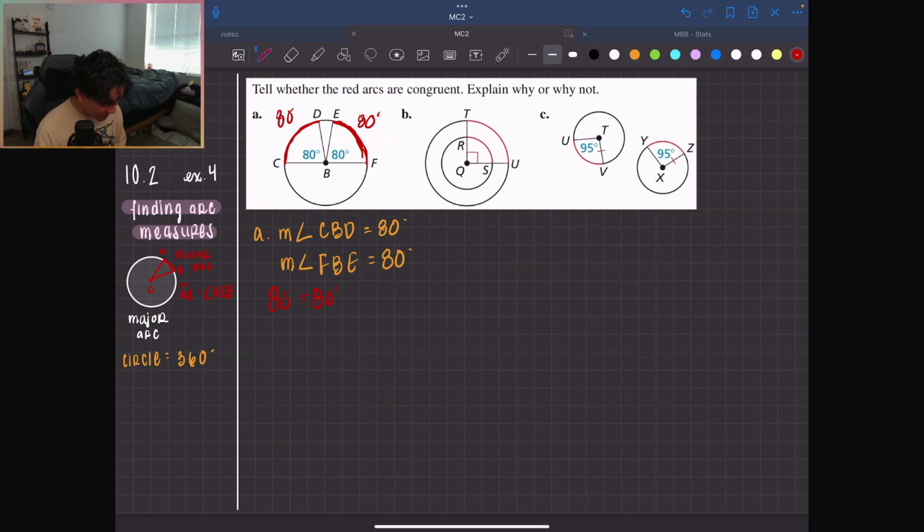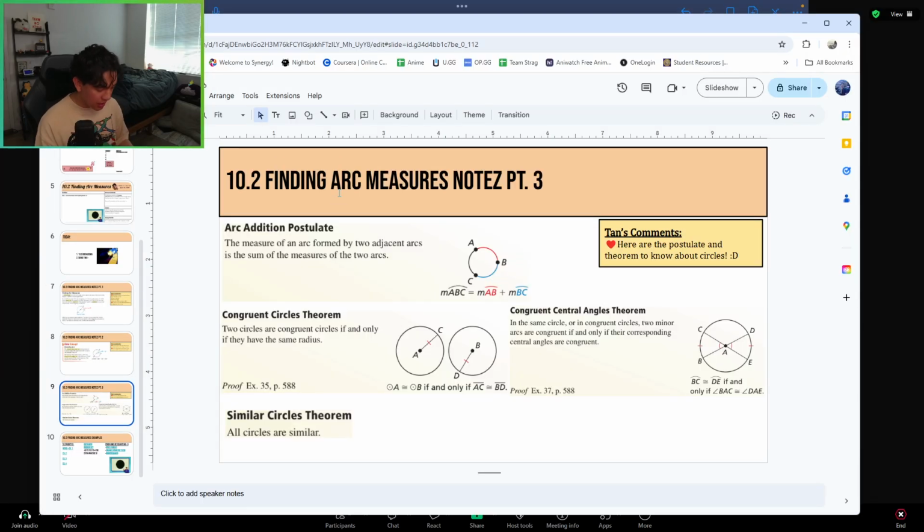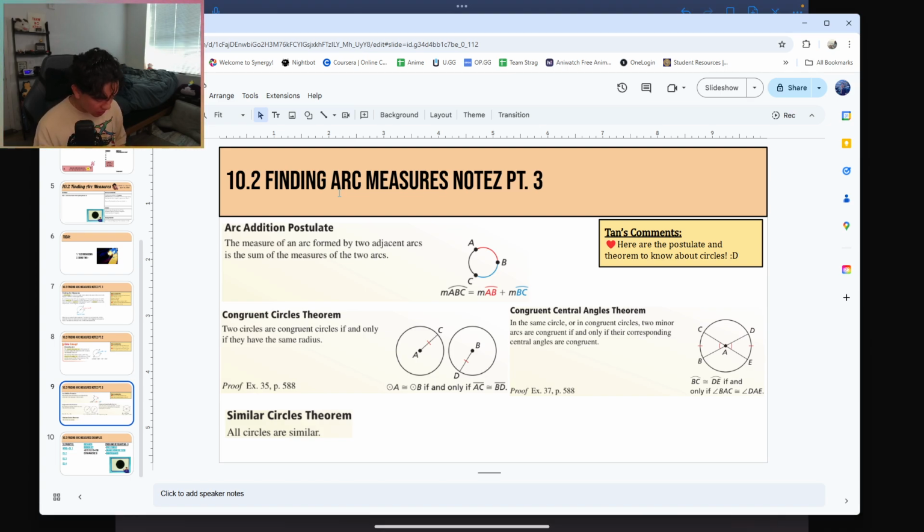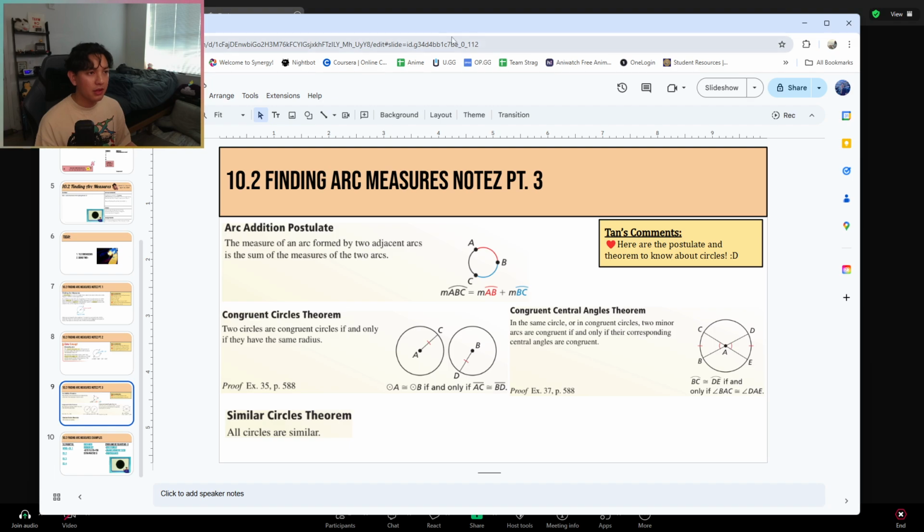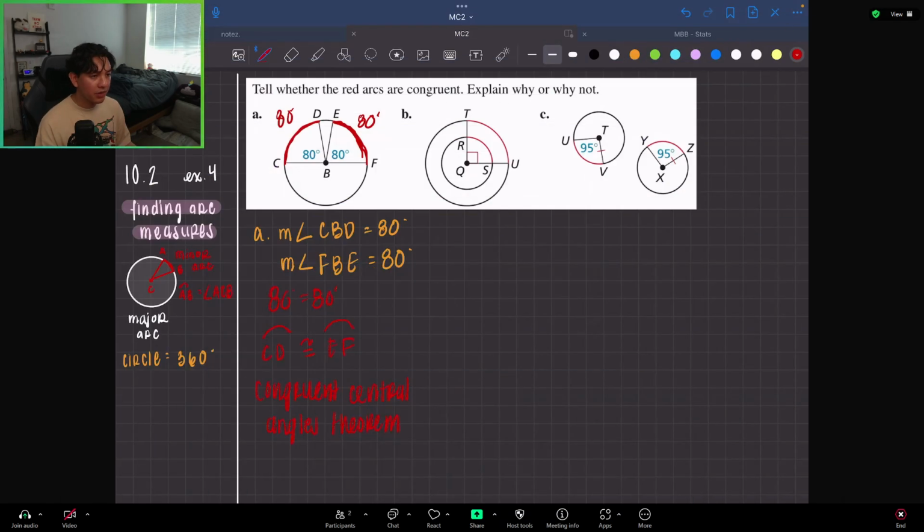Therefore, we will state that arc CD is congruent. Remember, congruent means same shape, same size. Arc CD is going to be congruent to arc EF. And the reason being is because of which theorem? The congruent central angles theorem. Okay, coolness. Let's move on to B.